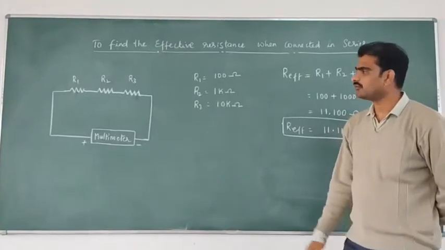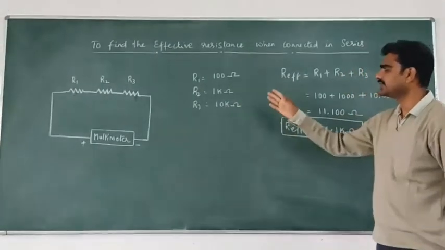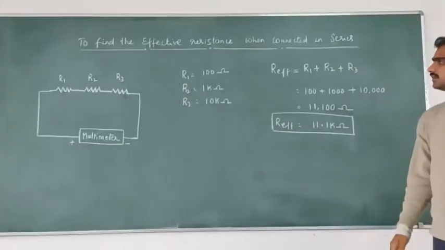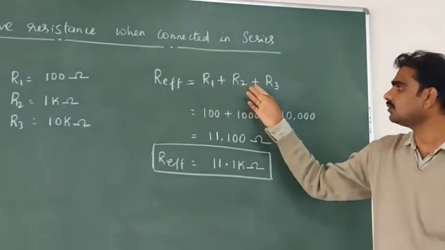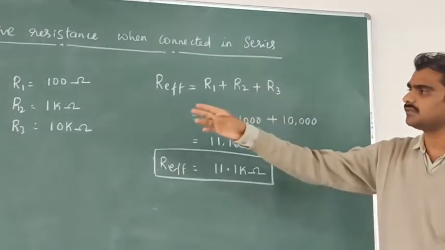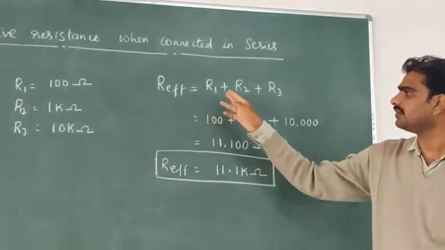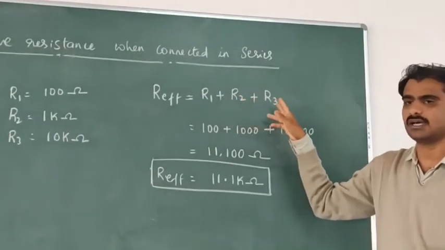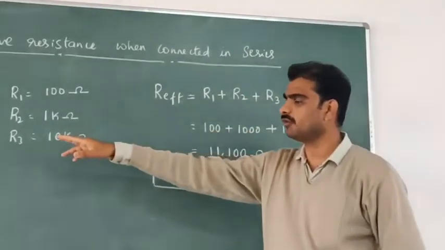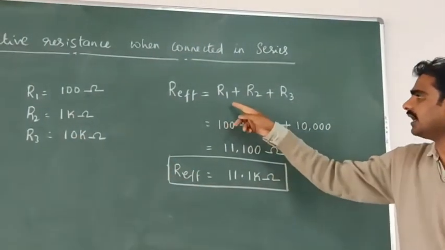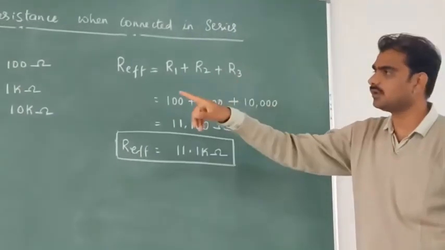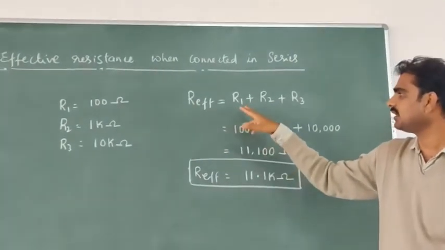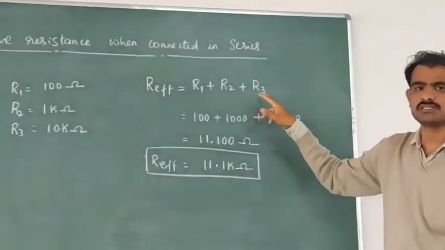To find the theoretical value of the effective resistance when connected in series, we have a formula: R effective is equal to R1 plus R2 plus R3. Since we have taken only three resistances, we have just taken R1, R2 and R3. If I had taken four elements, I would need to take R1, R2, R3 and R4.